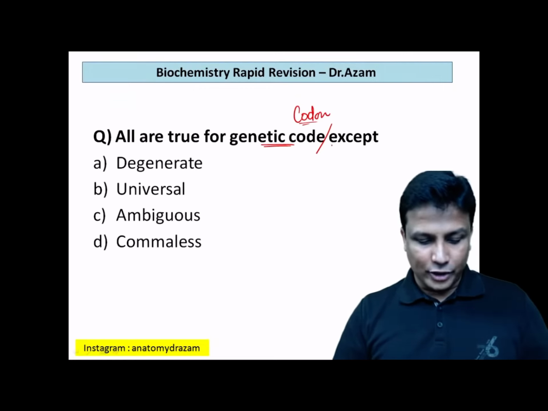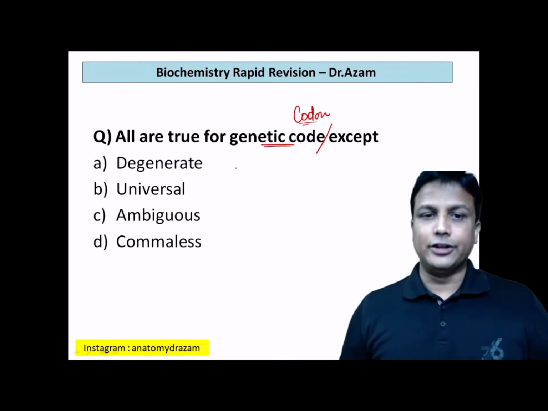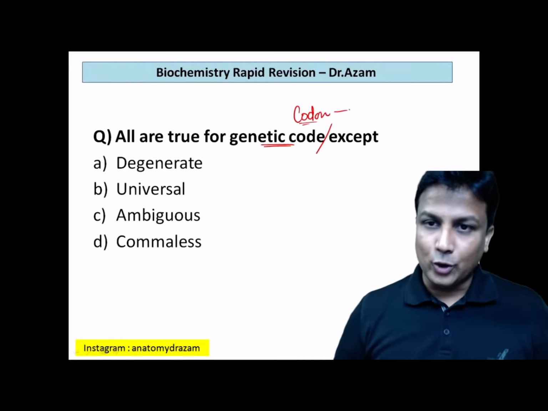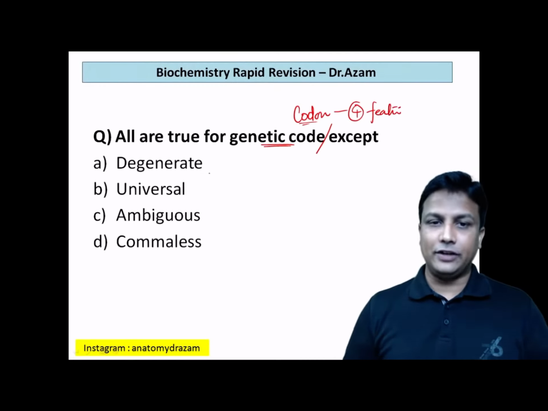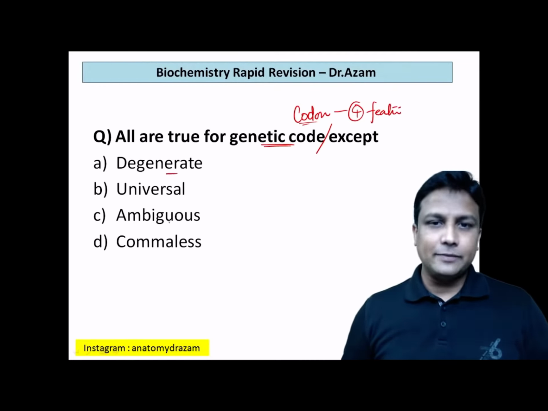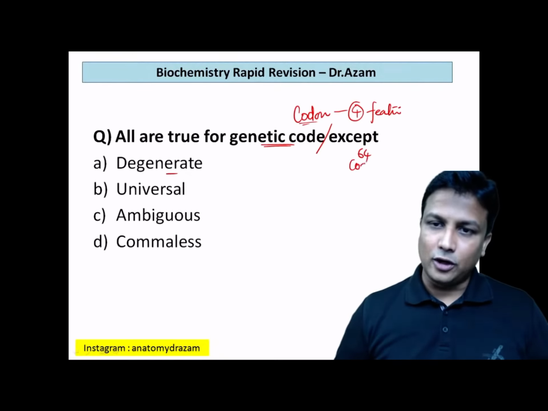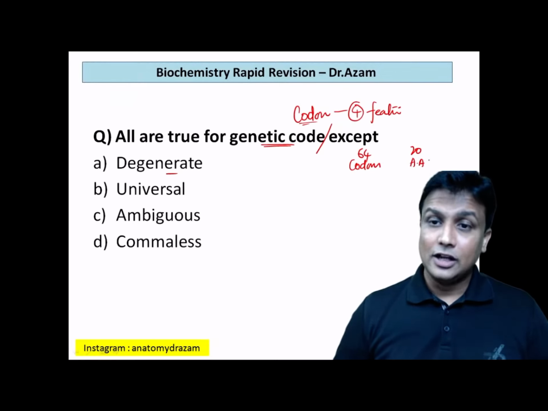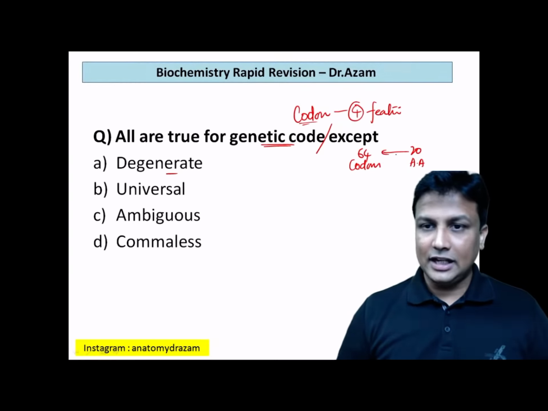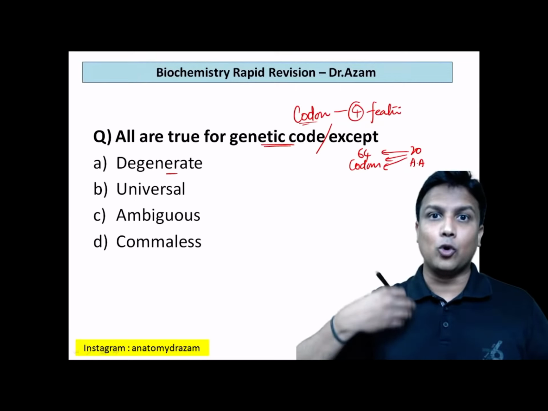Now, welcome to genetic code, or the codon. Let's see about it. My dear doctors, remember, the genetic code of the codon has 4 important features. What are they? It is degenerate. What is the meaning of degenerate? There are totally 64 codons, but only 20 amino acids. So each amino acid can be coded by more than one codon. That is degenerate.